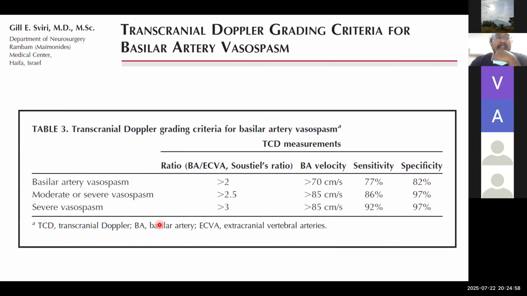So the same paper by Sviri, I'm showing it here. This is the paper by Sviri where he validated Soustiel's finding. Here he categorized that if the ratio is more than 2, it is vasospasm. If it is more than 2.5, it is moderate or severe vasospasm, but more than 3, it is severe vasospasm. The cutoffs he has given are more than 70 and more than 85 for vasospasm and severe vasospasm.